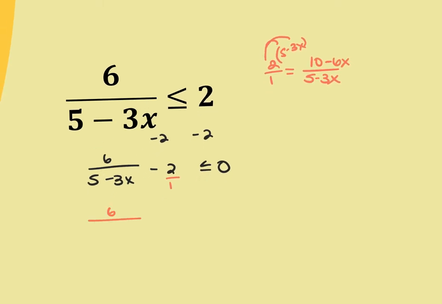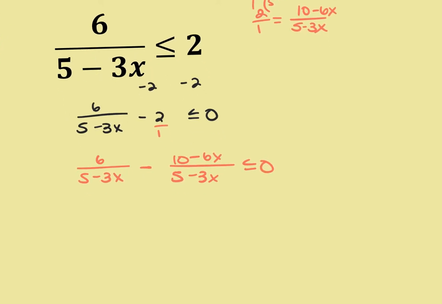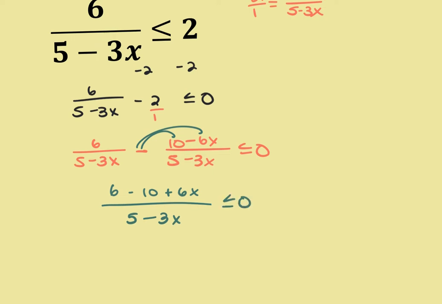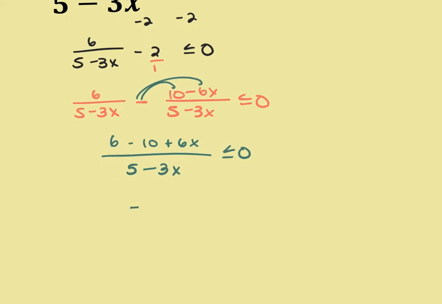And I'd get 6 over 5 minus 3x minus 10 minus 6x over 5 minus 3x is less than or equal to 0. When I go to combine these into one fraction, this negative is going to go to both. So I get 6 minus 10 plus 6x over 5 minus 3x is less than or equal to 0. I want to combine my like terms on the top, so I get negative 4 plus 6x over 5 minus 3x is less than or equal to 0.